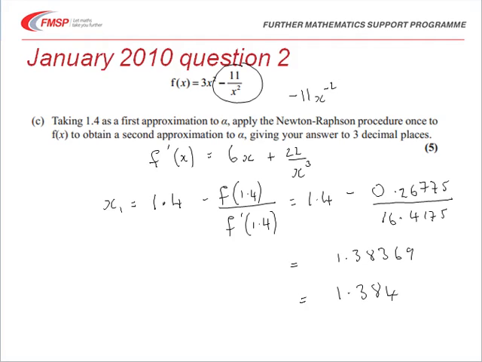1.384. Now I think in this particular case the answer comes out if you use 3 decimal place values in this first part of the question. You still get 1.384, but do be careful about using numbers which are not sufficiently accurate when you're doing this.